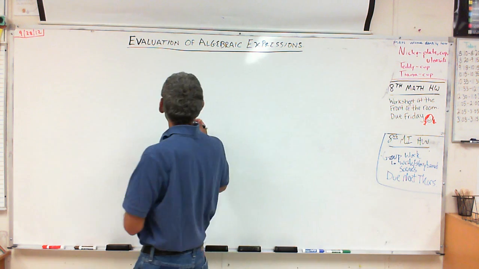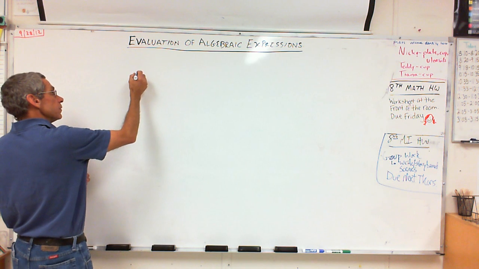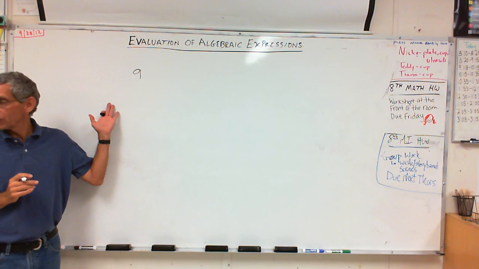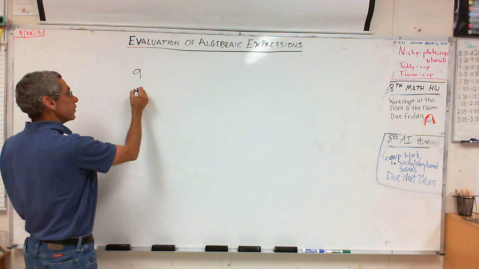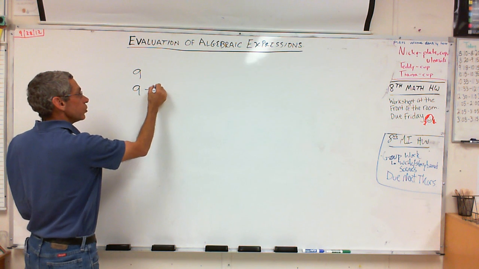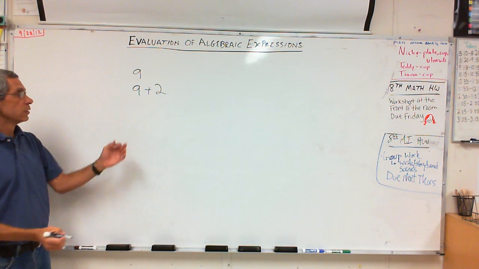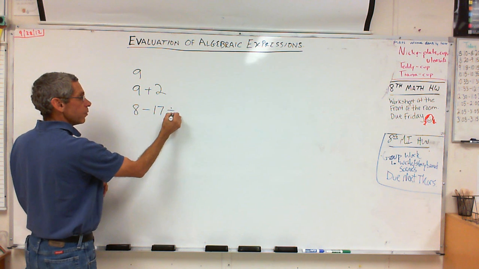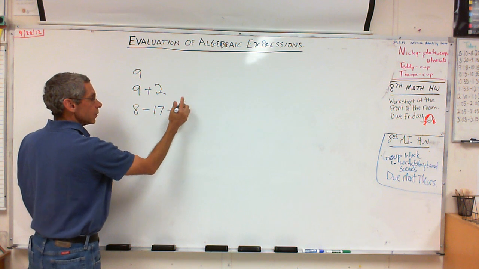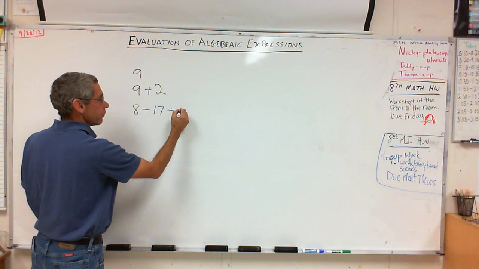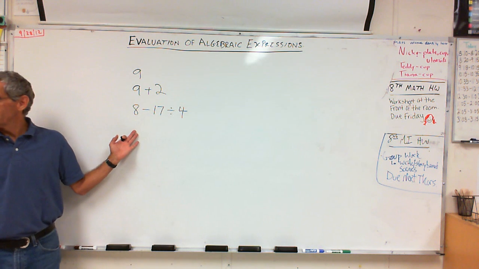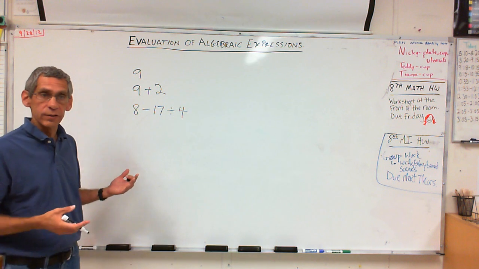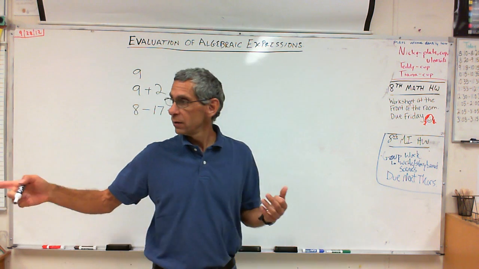So like if I write that, that is an expression. That's one example of an expression. Here's another example of an expression: 9 plus 2. That's an expression. Here's another example: 8 minus 17 divided by 4. That is an expression. All of these things you've been doing with the order of operations are expressions. Okay? Do you have a question? No. Okay.